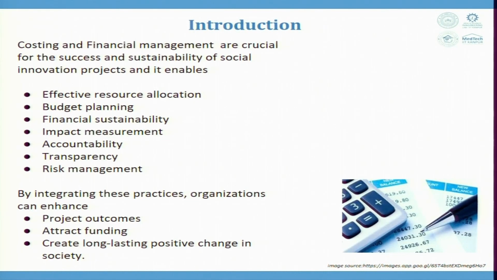Introduction. Costing and financial management are crucial for the success and sustainability of social innovation projects, and it enables, number 1, effective resource allocation. When I am talking about resource, the resource could be anything, resource could be men, material, money. Effective allocation of these, that is, what number of people, what size, and the number of pieces of the material, all this part would be covered here.